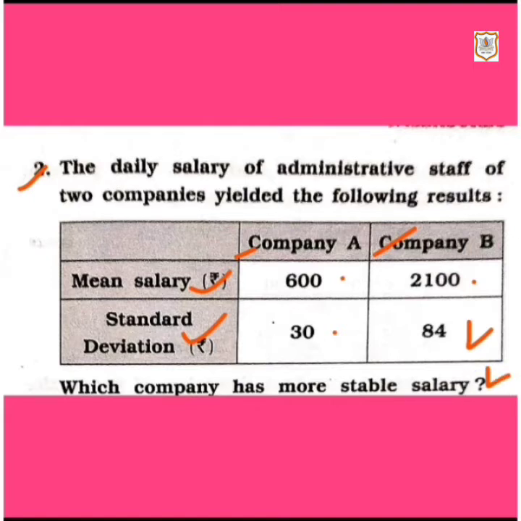So here mean is given, standard deviation is given, and whenever mean and standard deviation are given, you have to find the coefficient of variation. By finding the coefficient of variation, we can come to know which salary is more stable. So let's find the coefficient of variation. The formula for coefficient of variation is S upon mean into 100. Let's find it for both company A and company B.